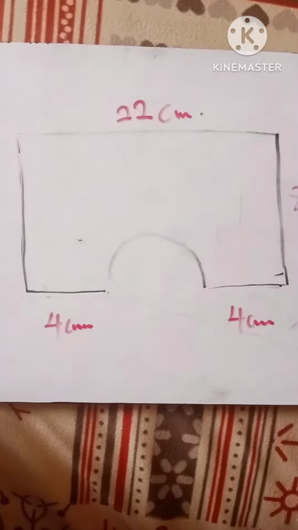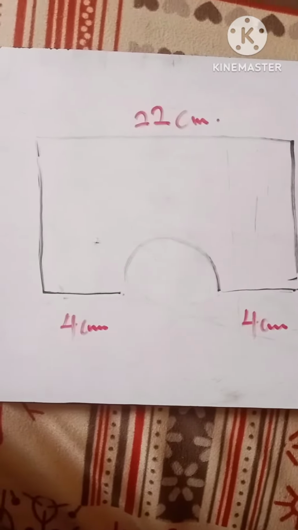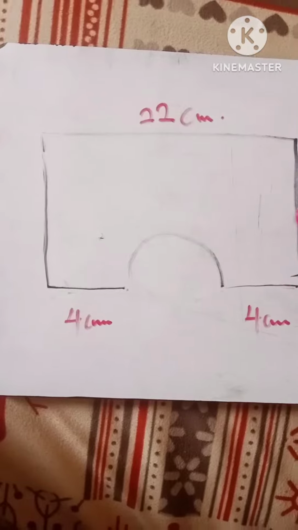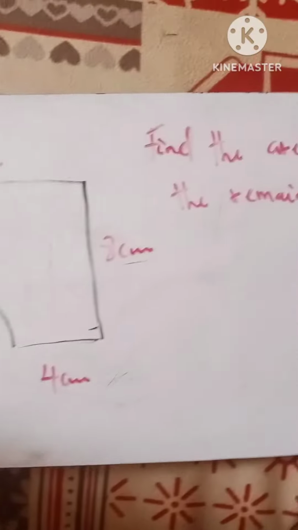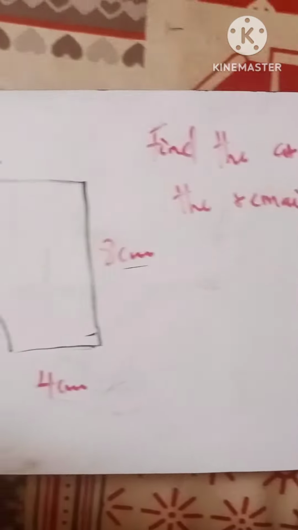This is the shape, so you are given the shape. These two shapes are something that you are familiar with. That is a rectangle and a what? A semicircle, right? So half of a circle. Now the question says that you should find the area of the remaining part. That is what the question is saying.